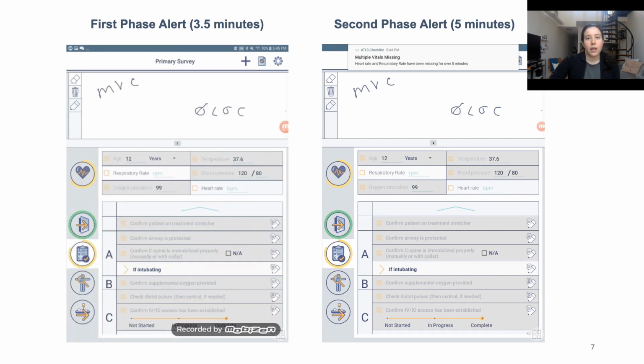In the first alert, the undocumented vital signs begin to pulse. I'll play a brief video on the left illustrating the pulsing.